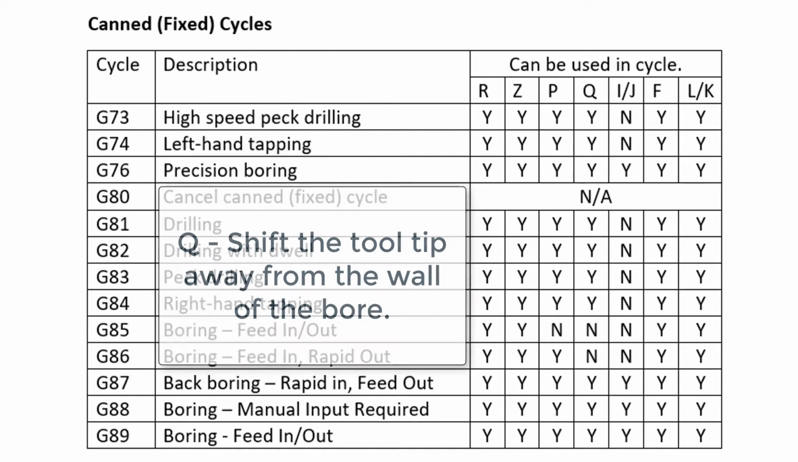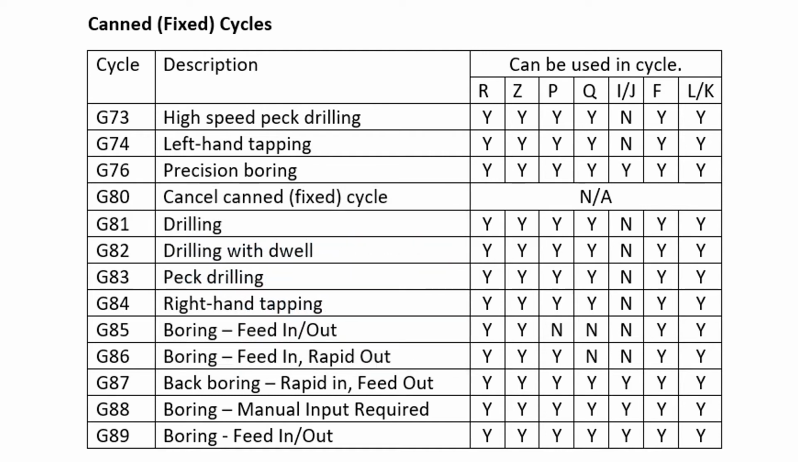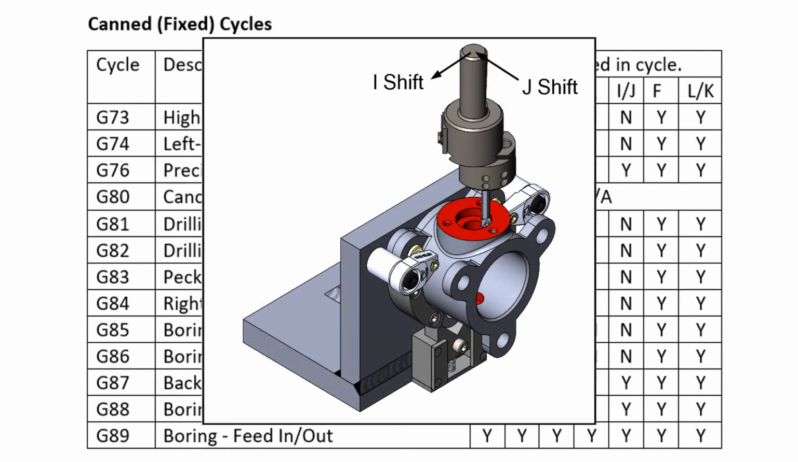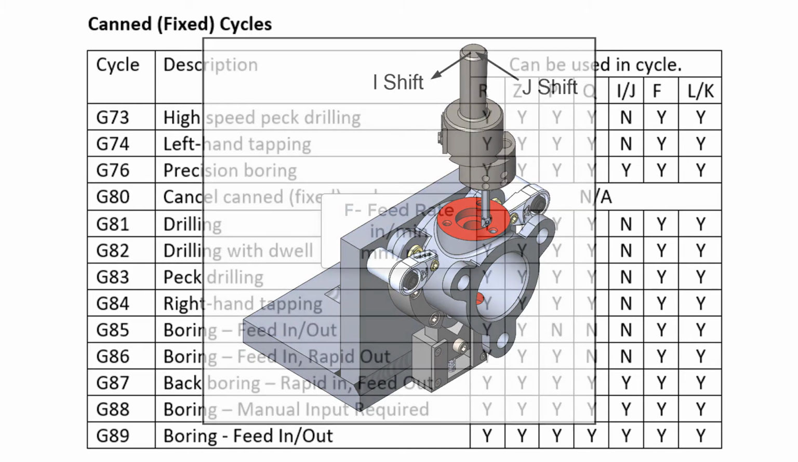The tool then rapids out of the hole with the shift preventing the tool tip from scratching the wall of the bore. The orientation axis for the Q is set up in a machine parameter. Alternatively, an I or J can be programmed, where the I is the incremental distance to move the spindle in the x-axis, and the J is the incremental y-axis movement.